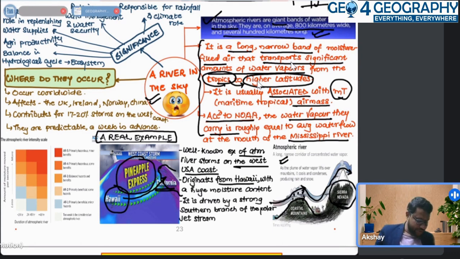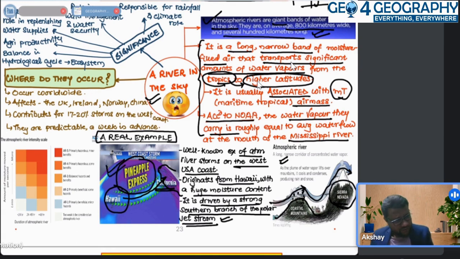Originating from Hawaii with a huge moisture content, it is driven by a strong southern branch of the polar jet stream. The driving branch for this atmospheric river is the polar jet stream, and I hope you are aware of the polar jet stream. This was the real-time example of the Pineapple Express.